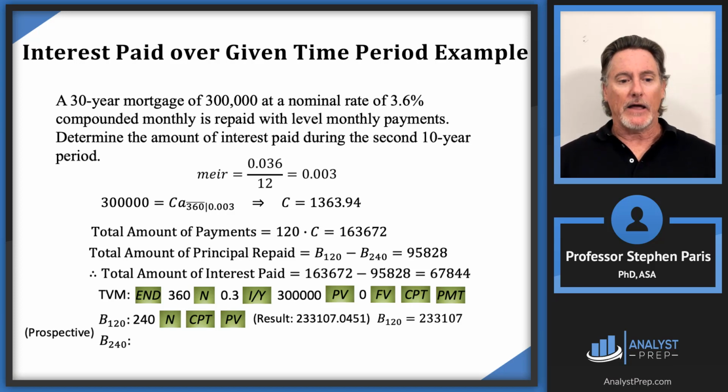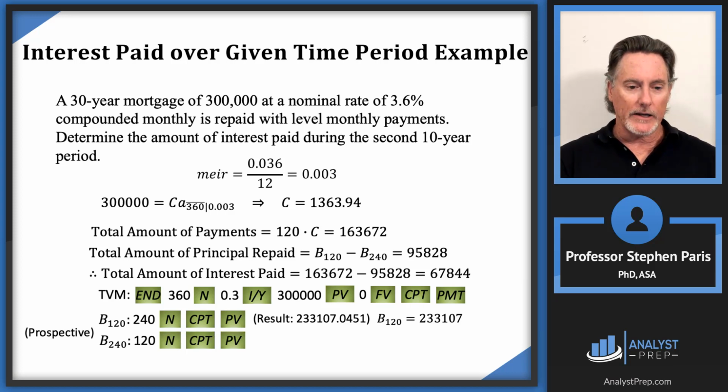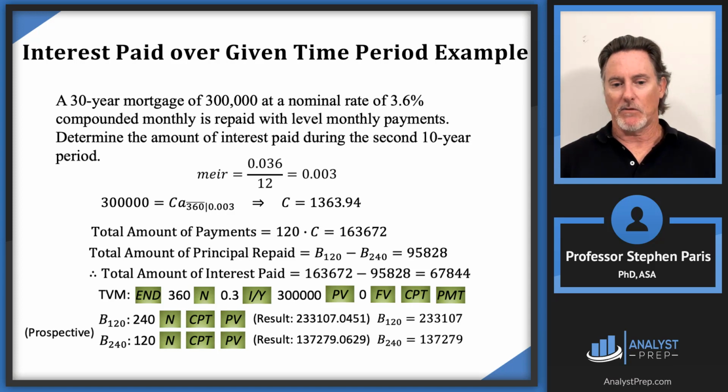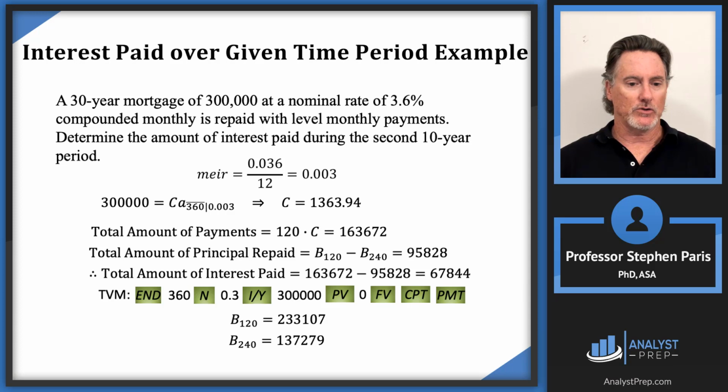233,107 number. And then if I want the balance at time 240 prospectively, I'm looking forward in time. At 240, you only have 120 more payments to make, so I would change the N value to 120 and then compute the present value, and I get the same as I did before, that the balance at 240 is 137,279. So either way, I get these two values as the balances. These two values are my balances at times 120 and 240.